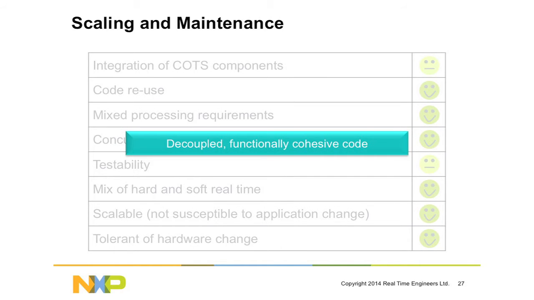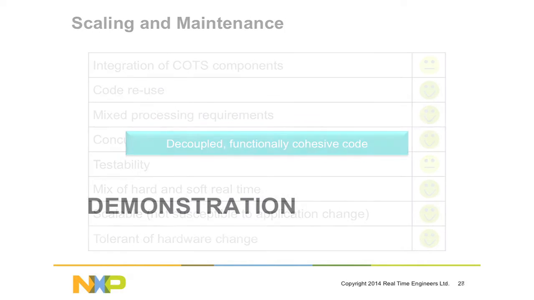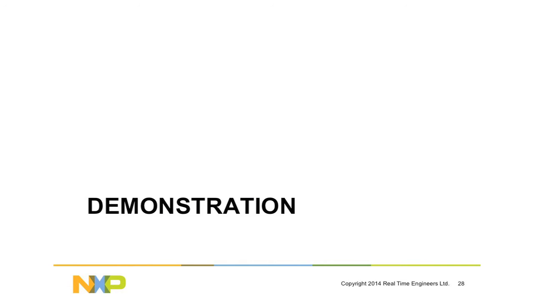So when we were looking at super loops, I said the intermingling of your functionality and the timing was the problem. So this is just saying that when you use the RTOS, you're decoupling those two things. So, demonstration.